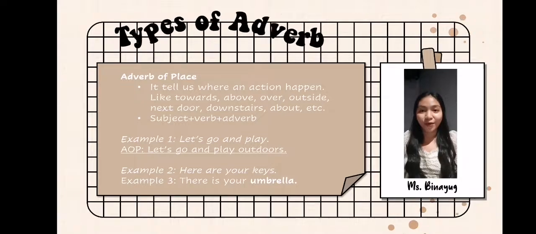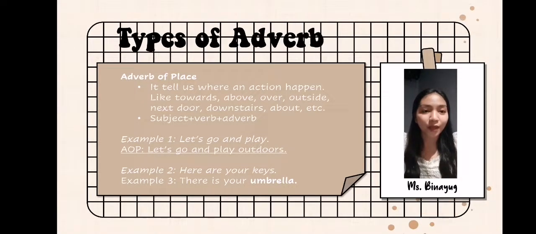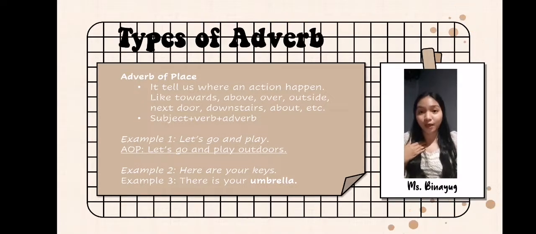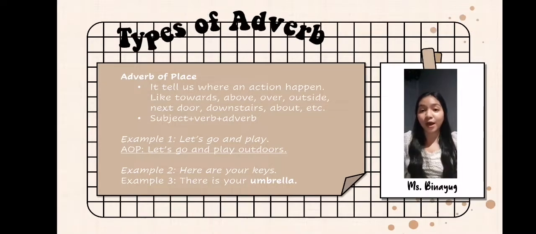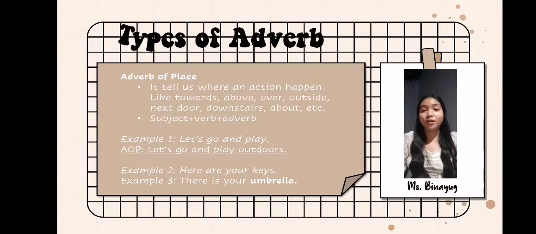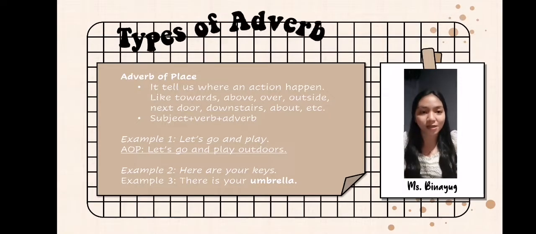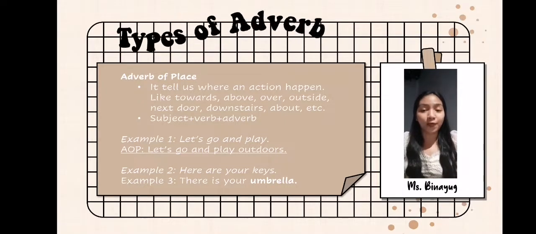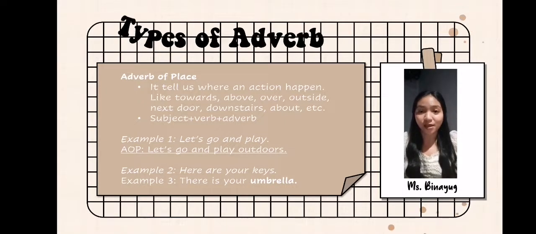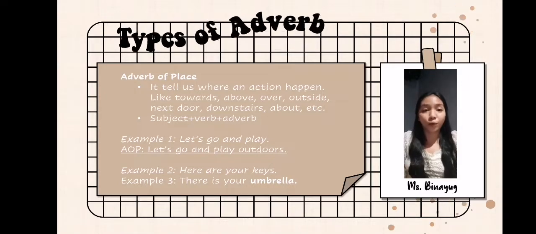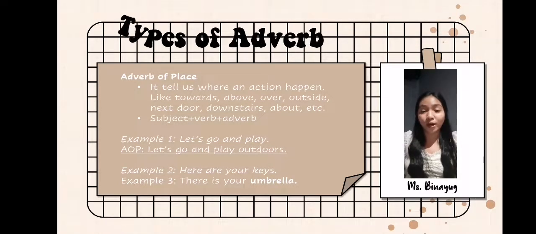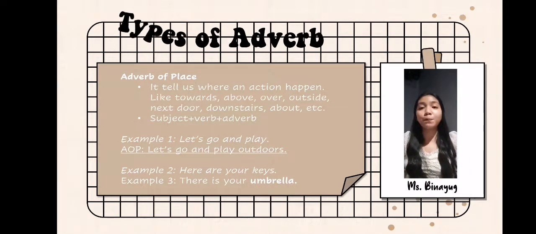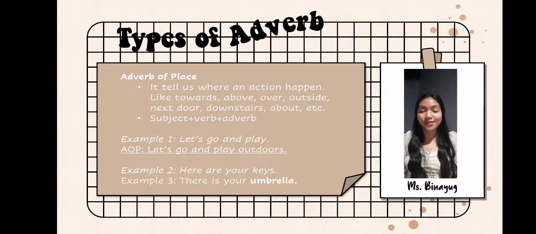Naintindihan, class? Okay, here is the next example. Here are your keys. It means the keys are near me. The third is, there is your umbrella. It means malayo yung umbrella sa'yo. Tinuro mo sa kanya. So, if you notice, class, in the first example, you put the adverb of place at the end of the sentence. But in the second and third, you put the adverb in the beginning. So what does it mean? If you wanted to emphasize a place, you can put the adverb in the beginning. Simple as that.